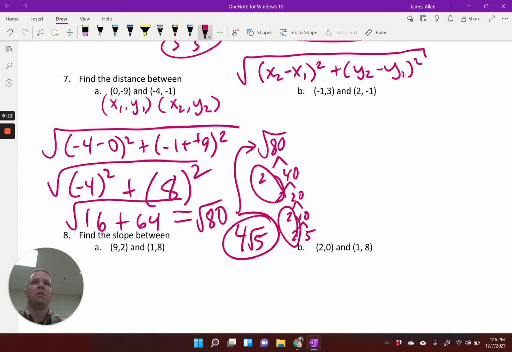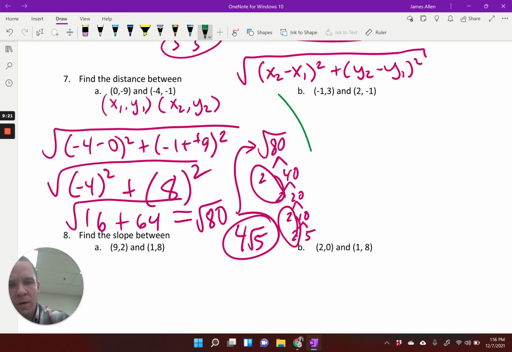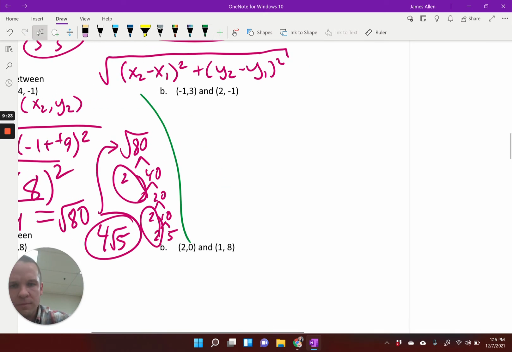That is wonderful. I love simplified radical form. Mr. Moore, do you love simplified radical form? Mr. Allen, I love simplified radical form. That's what I'm talking about. Woo! All right. Green marker time. I like to keep things exact. That's what I'm talking about, brother.